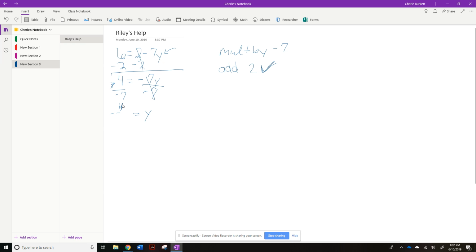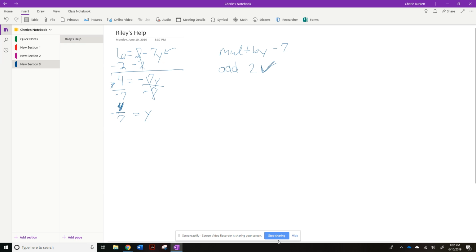I'm assuming they don't want you to change that to a decimal. If you do, then just use a calculator to change it to a decimal. I would tell my students just to leave it as a fraction. So that's the answer to that one.